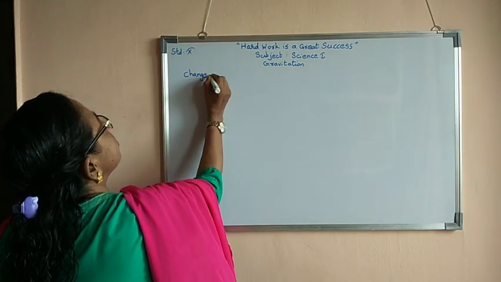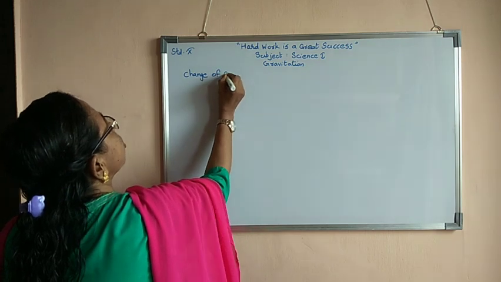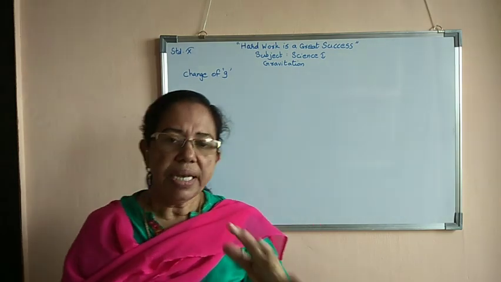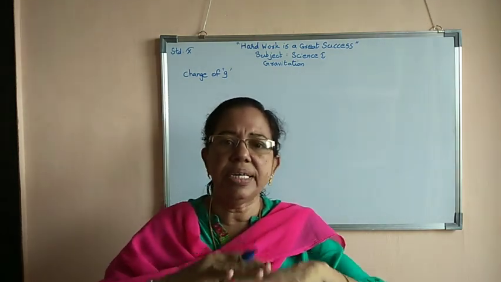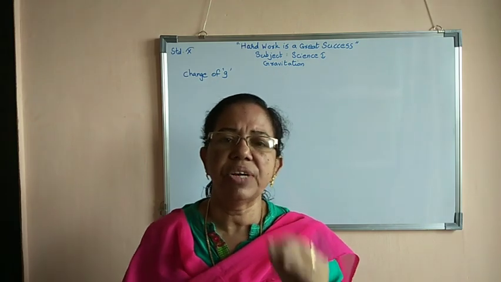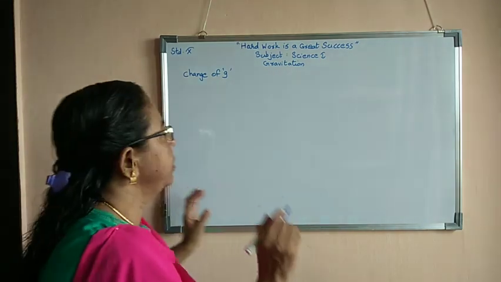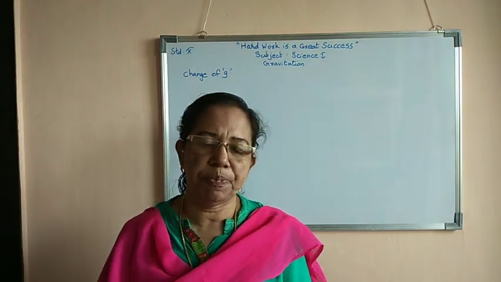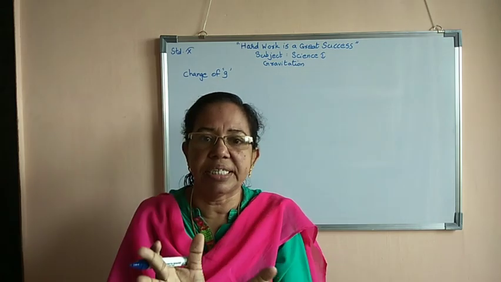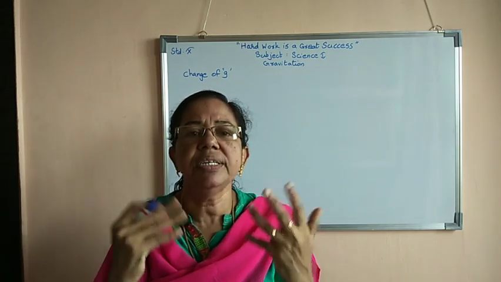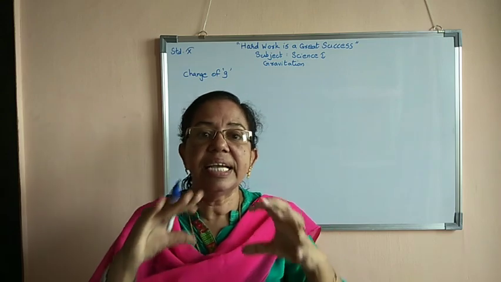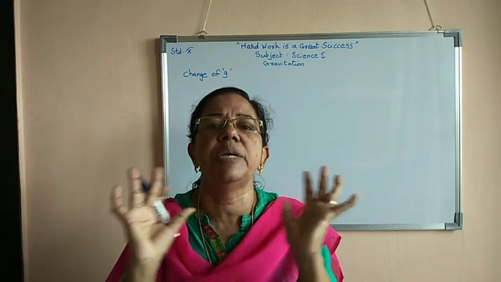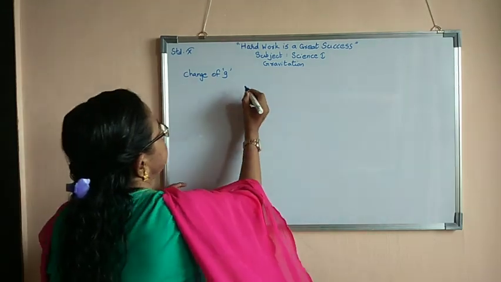I am writing here: change of g, that means a change in the value of g. First we are studying the value of g on the surface of the earth. Now just imagine, children, the earth is not a perfect sphere. It is not a perfect ball-like shape. It is like an orange, we can say. Just imagine how an orange looks. The shape of the earth is almost like that.